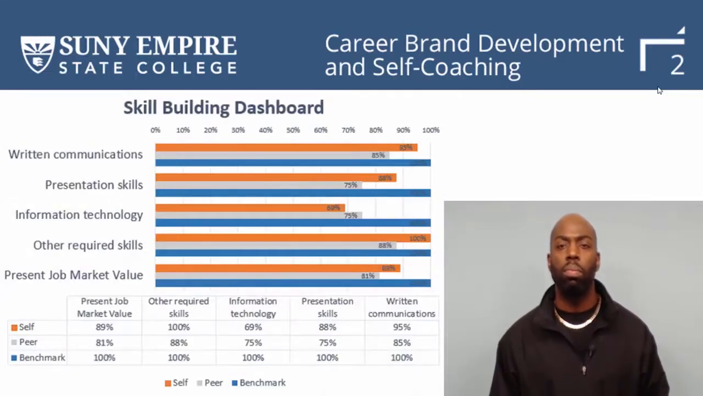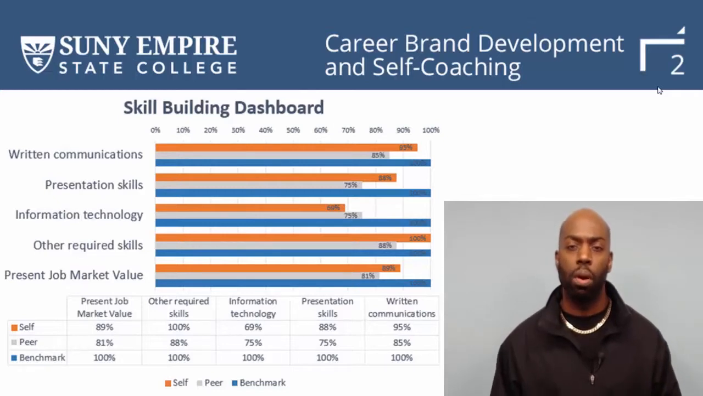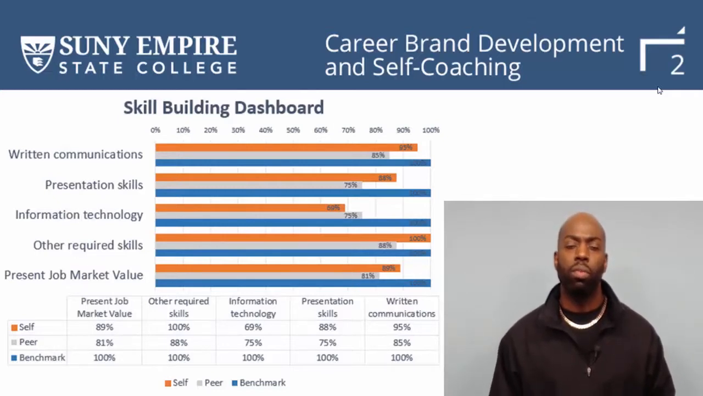Moving on to your skill building dashboard. Now remember, your self-assessment grid for evaluation gave you a present job market value score at the bottom. It also gave you a graph, better known as your skill building dashboard. And I want you to look at that graph after you have added all your competencies and gotten your score. Your graph should show those areas that you're already competent at, and also the areas that you need improvement.